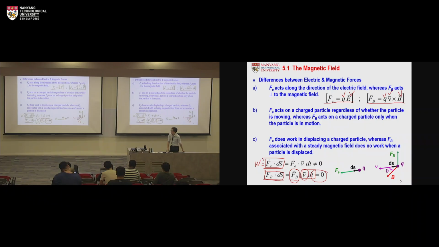So what is the relative direction between this FB and V? Remember, this is V. This is B. This is FB. So V and FB always must be perpendicular to each other, right? Then the dot product of these two must always be 0. Dot product is cosine theta, right? So now it's cosine 90, right? This is why the work done by the magnetic force always must be 0.